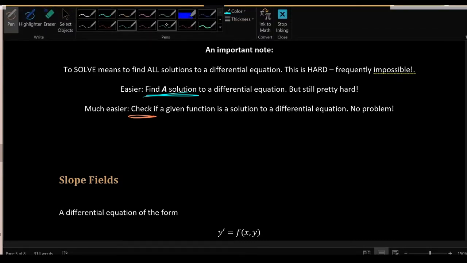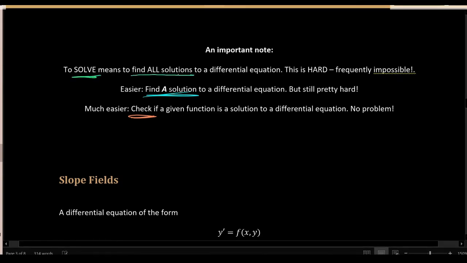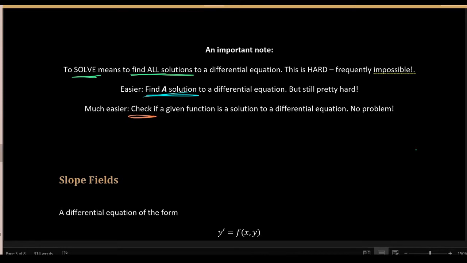And even that is much easier than actually solving the differential equation, which is finding every solution to the differential equation. This is, generally speaking, very hard, and in certain situations actually completely impossible, even with modern technology. So don't make the problem any harder than it needs to be. If someone gives you a function and just wants you to check if that function is a solution, don't make your life harder by trying to solve the equation yourself.